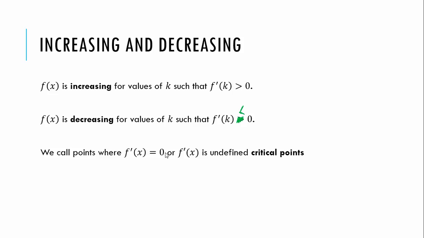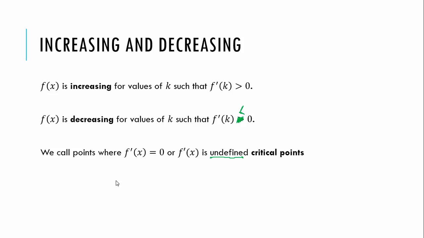And we call points where f prime of x is equal to 0, and again that's 0 slope, critical points. But we also say when f prime of x is undefined, undefined can mean you're dividing by 0, so that could be equal to infinity, or it's just simply you cannot figure it out. We also call that a critical point.